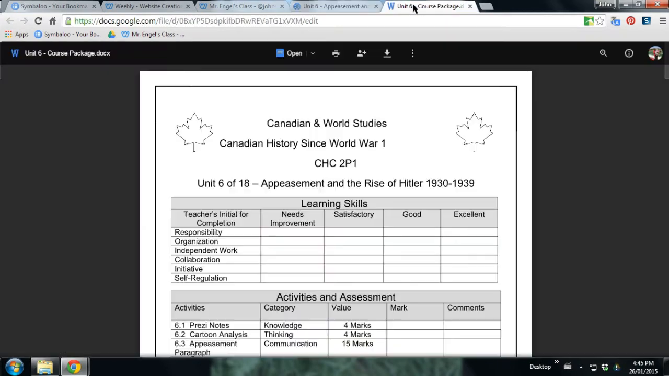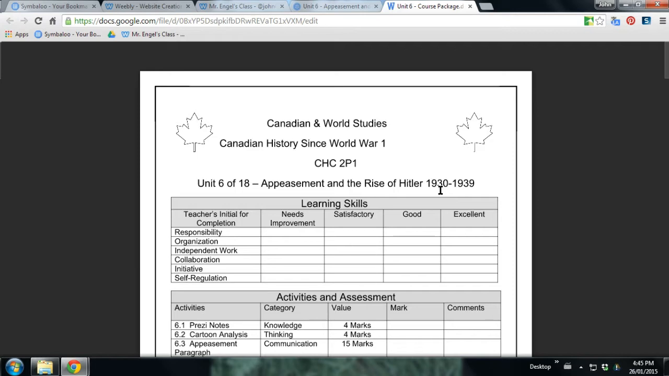Unit 6 is about appeasement and the rise of Hitler. So this is between the two wars, between the First World War and the Second World War. We had some major events in between those wars as well, like the Great Depression. But the one we're going to study specifically is this period between 1930 and 1939 where we had this appeasement.